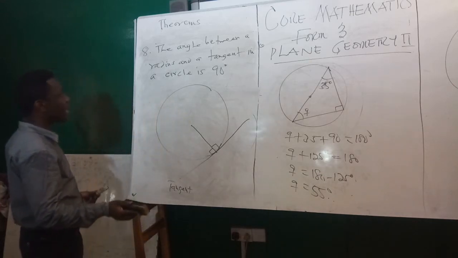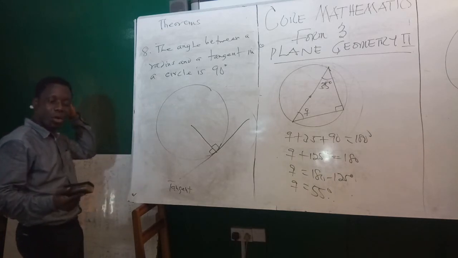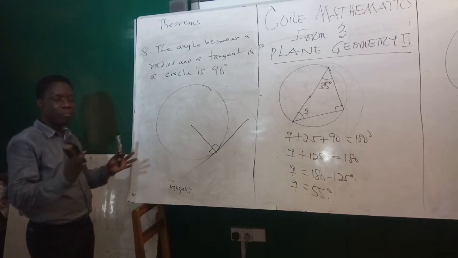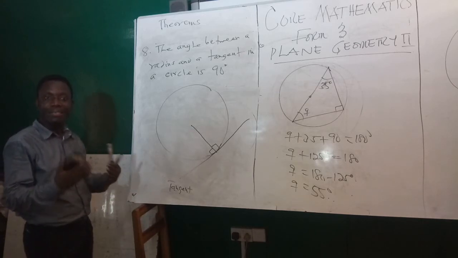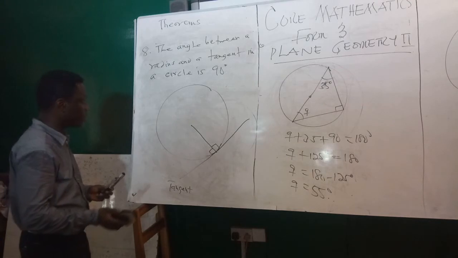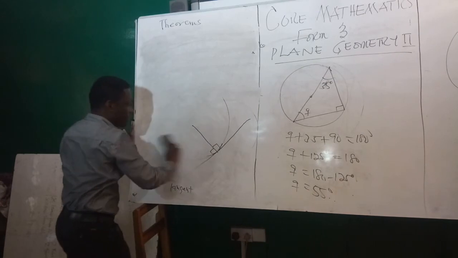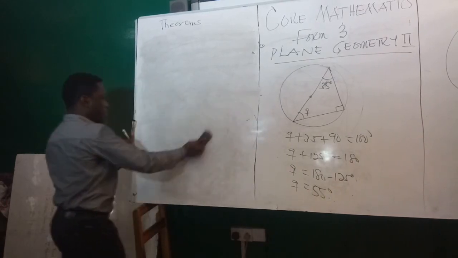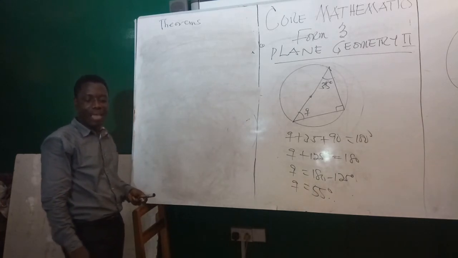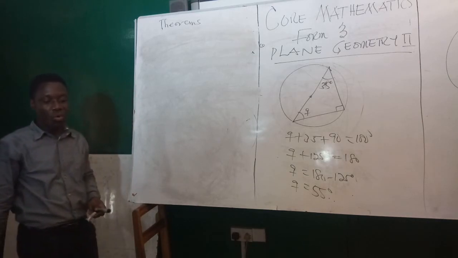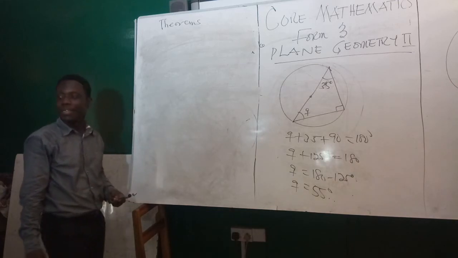So quickly, let's look at the 9th one. We want to finish those theorems so that in our next lesson, we can take time to see how we can apply them to solve a typical WAEC question, for example. So what does the 9th theorem say? The ninth theorem says the angle between the chord and the tangent at the end of the chord through one segment is equal to the angle subtended by the chord at the circumference in the alternate segment.